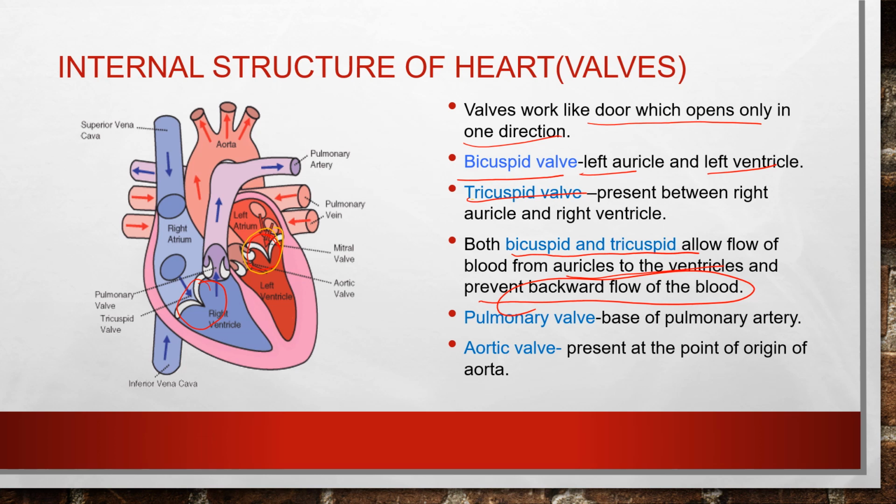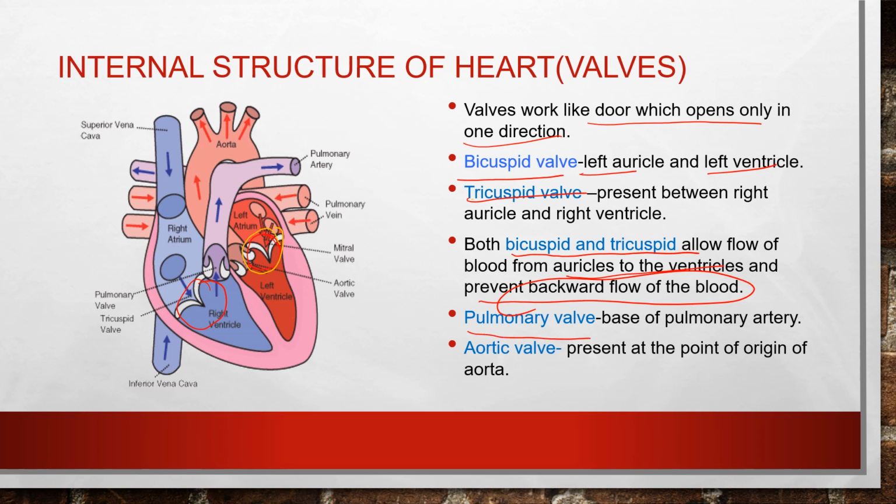Is it clear to all? In between the left auricle and the left ventricle, there is the bicuspid valve. In between the right auricle and the right ventricle, it is the tricuspid valve. Both the bicuspid and the tricuspid valve prevent the backflow from the ventricles to the auricles, and the blood will not flow back to the auricles again. So the valve is working properly.